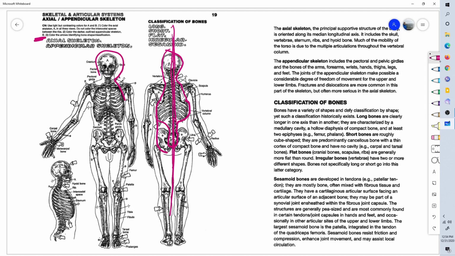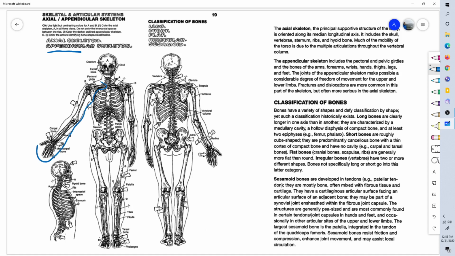Here is the axial skeleton, including the spine, the sacrum, the rib cage, the sternum, everything in line with this axis here. The appendicular skeleton, think appendages when you think appendicular, is everything that is not along the axis. So it is our appendages, it's our arms and our legs.